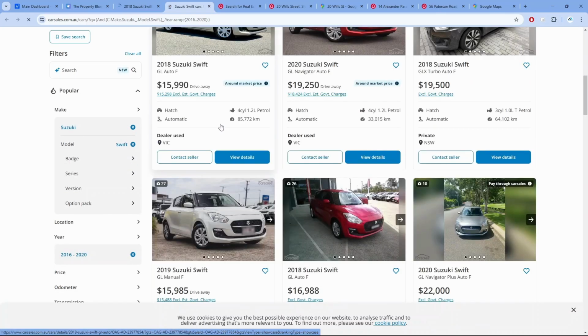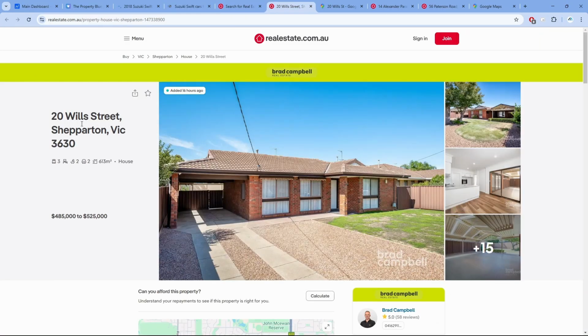And this is what you do. All you have to do when you're trying to offer a price for a property that you're interested in is go in and compare the property that you like with the property that you want to buy. It's as simple as that, right? Don't make it overcomplicated. Don't be silly. Don't be foolish. Say I'm interested in this property, 20 Will Street, Shepparton in Victoria, 485 to 525.